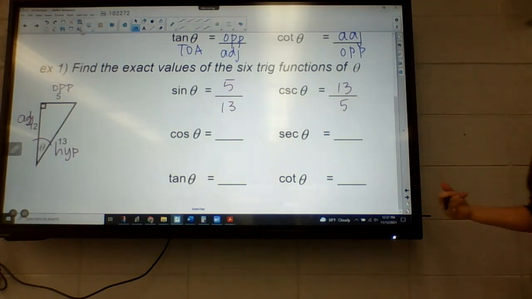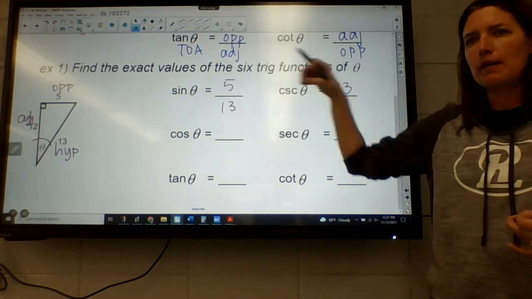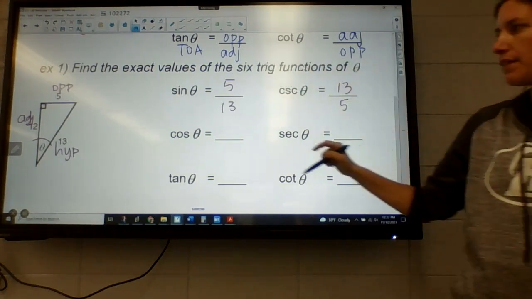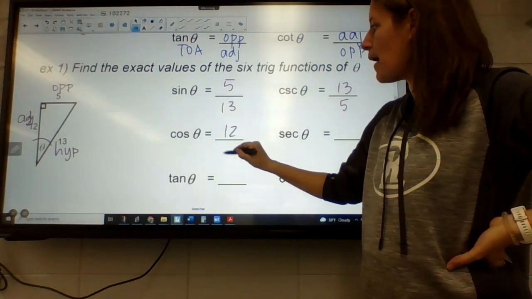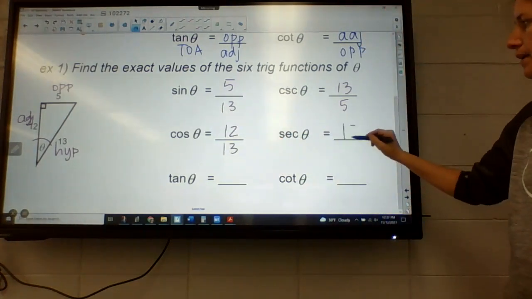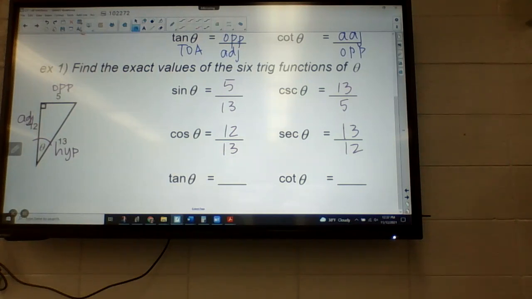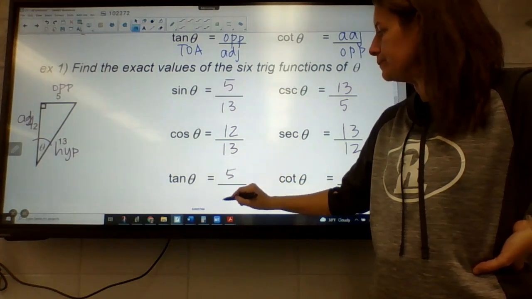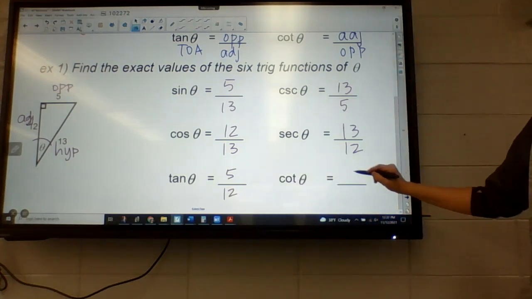Obviously, if I asked you for a cosecant, hopefully you could translate that back, so you wouldn't have to write all 6 down, but you get that they go together. So then adjacent over hypotenuse, so then flip it. And then tangent is opposite over adjacent, and then flip that.